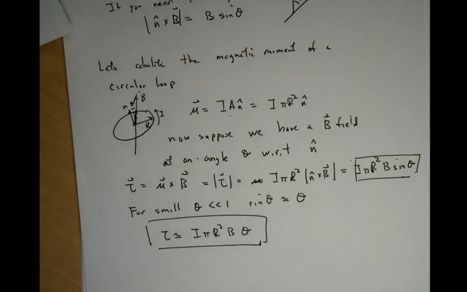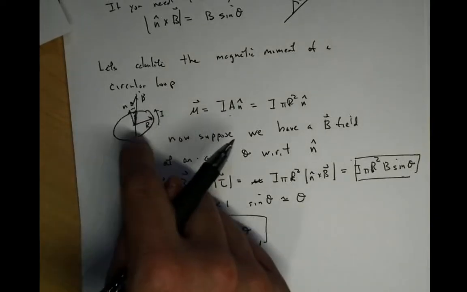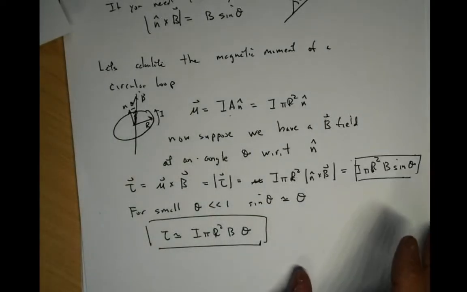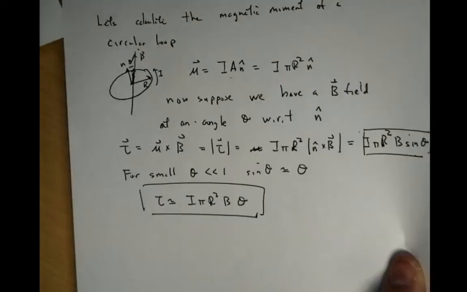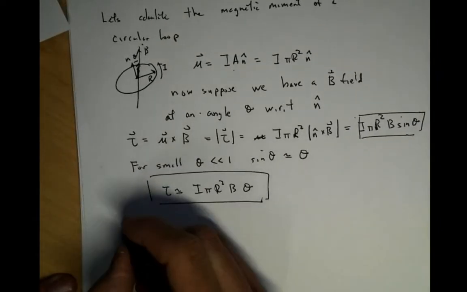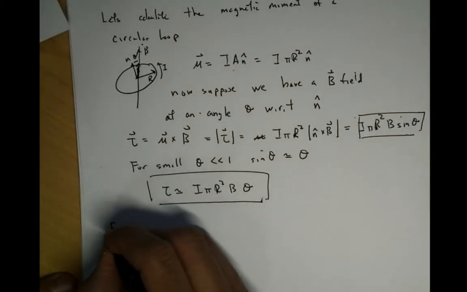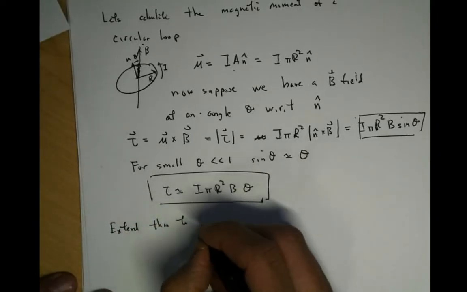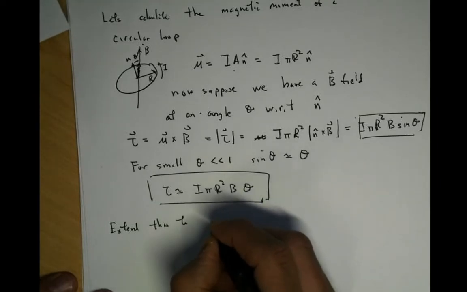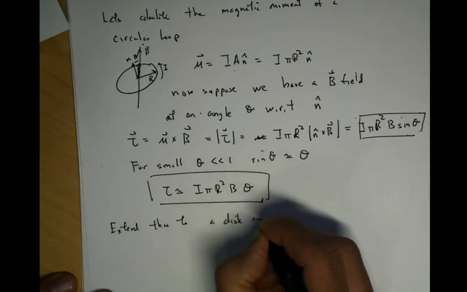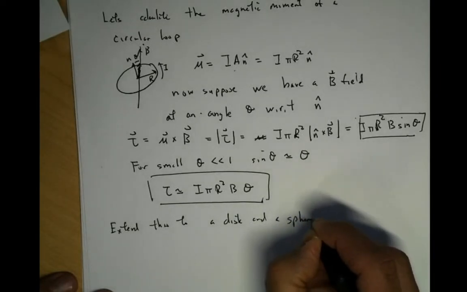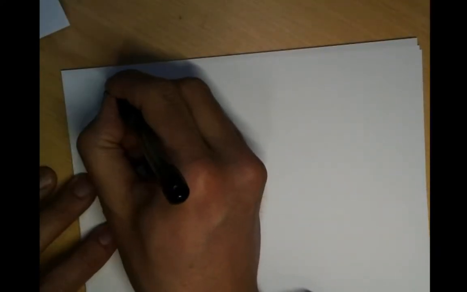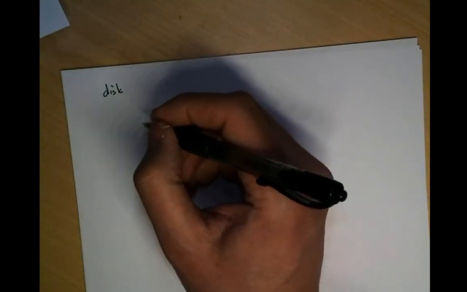All right. Now, once you have it for a circular loop, you could do it for all kinds of things. So for instance, let's get the magnetic moment. We can extend this to all kinds of round things, to a disk and a sphere. Let's see how that works. So for a disk, we'll just compute the magnetic moment here.